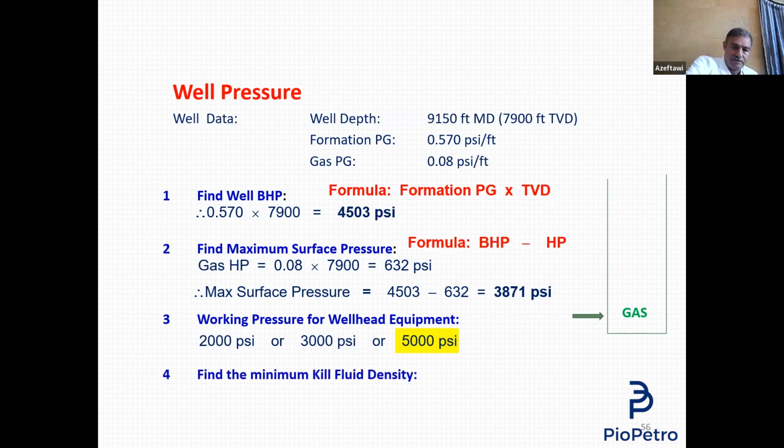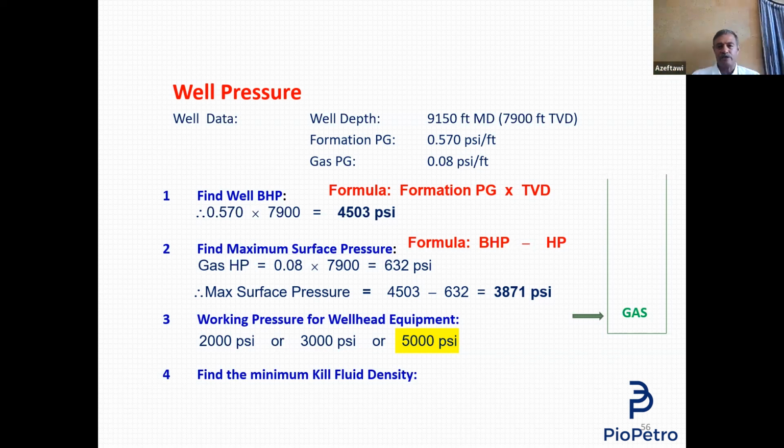The fourth requirement in this question is find the minimum kill fluid density. If we need to kill this well, what's the minimum density we should use? So density is the unknown. What is the known? The pressure gradient of this well. The pressure gradient of this well is 0.57 psi per foot.